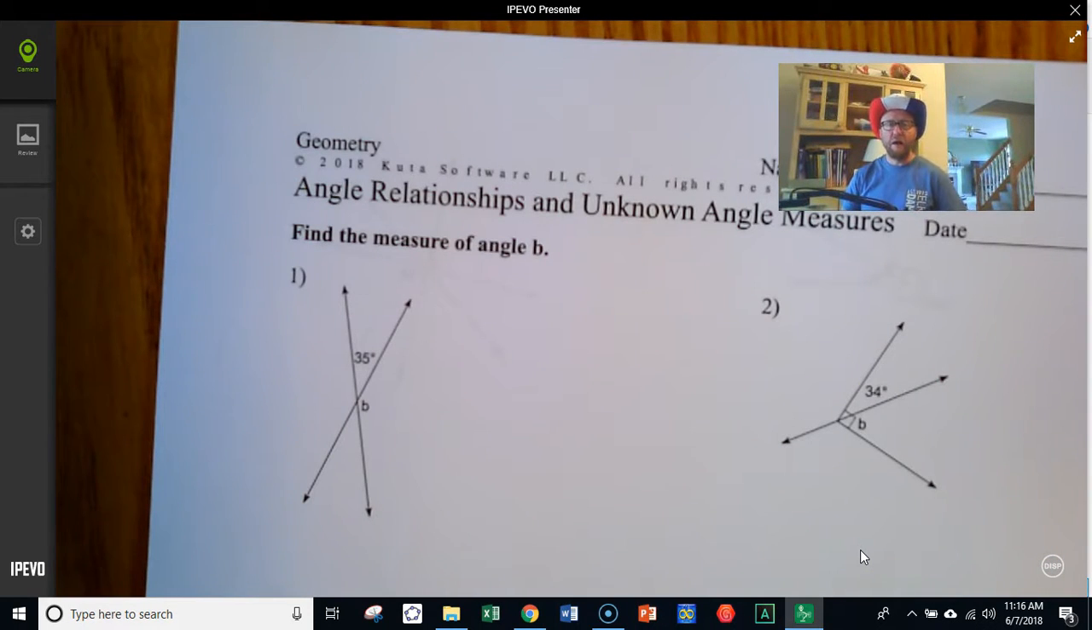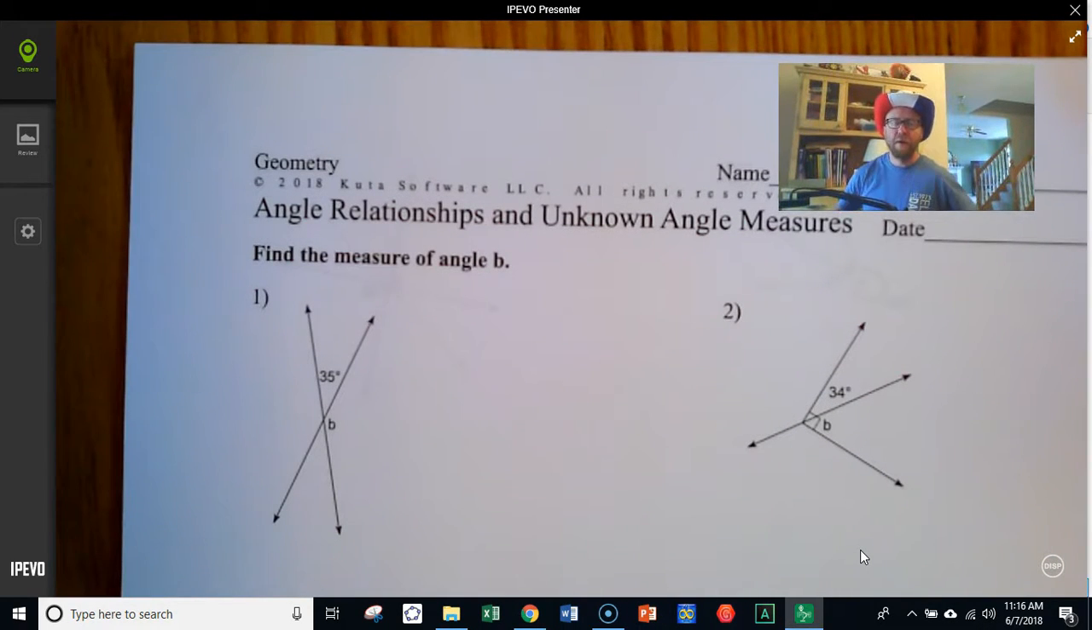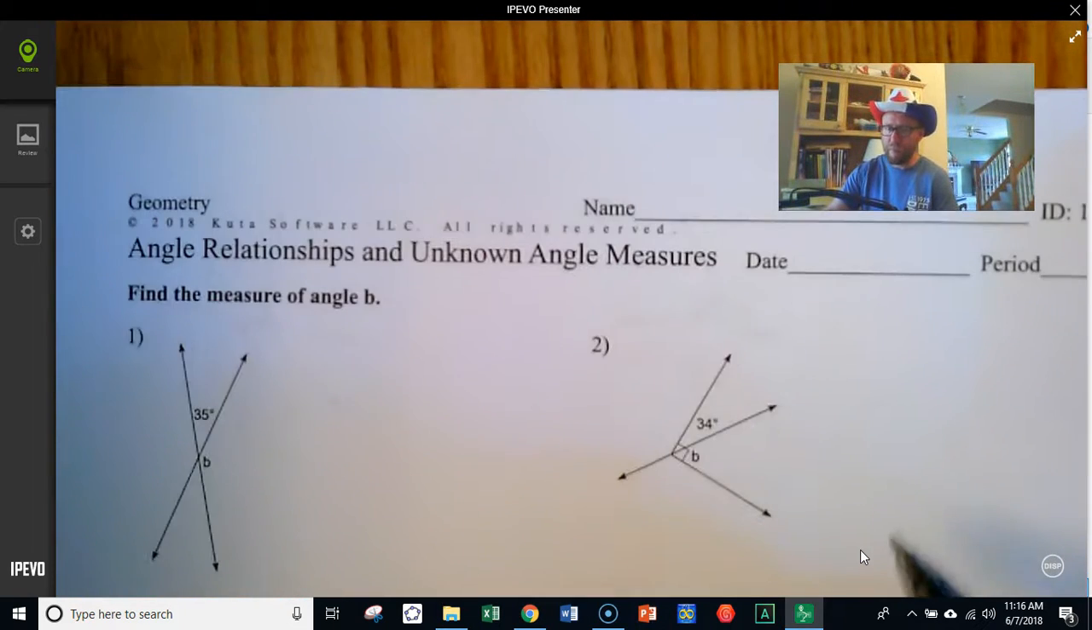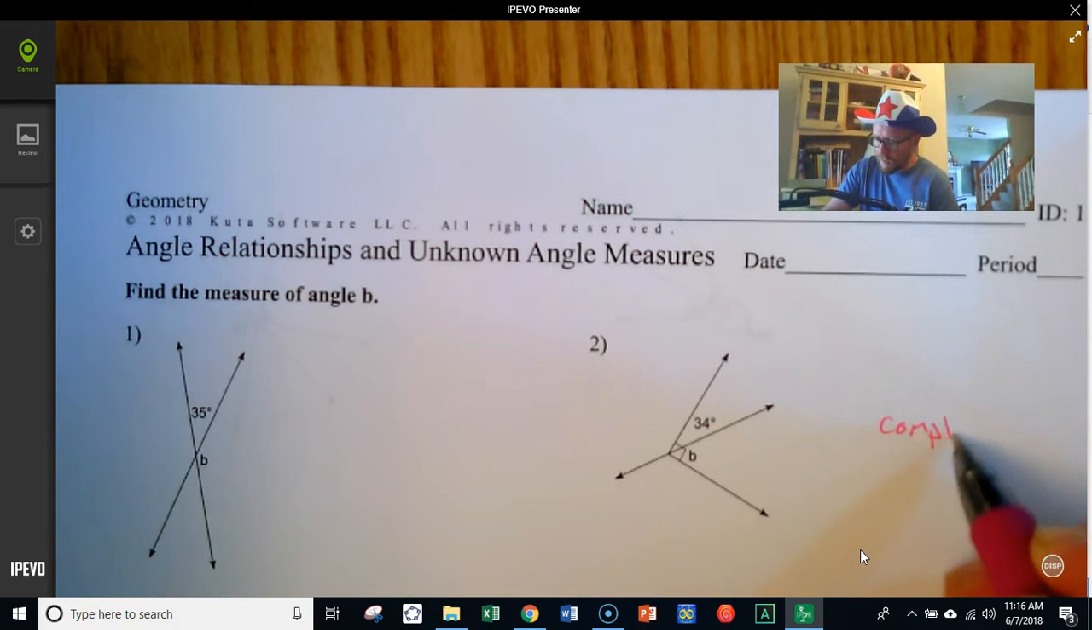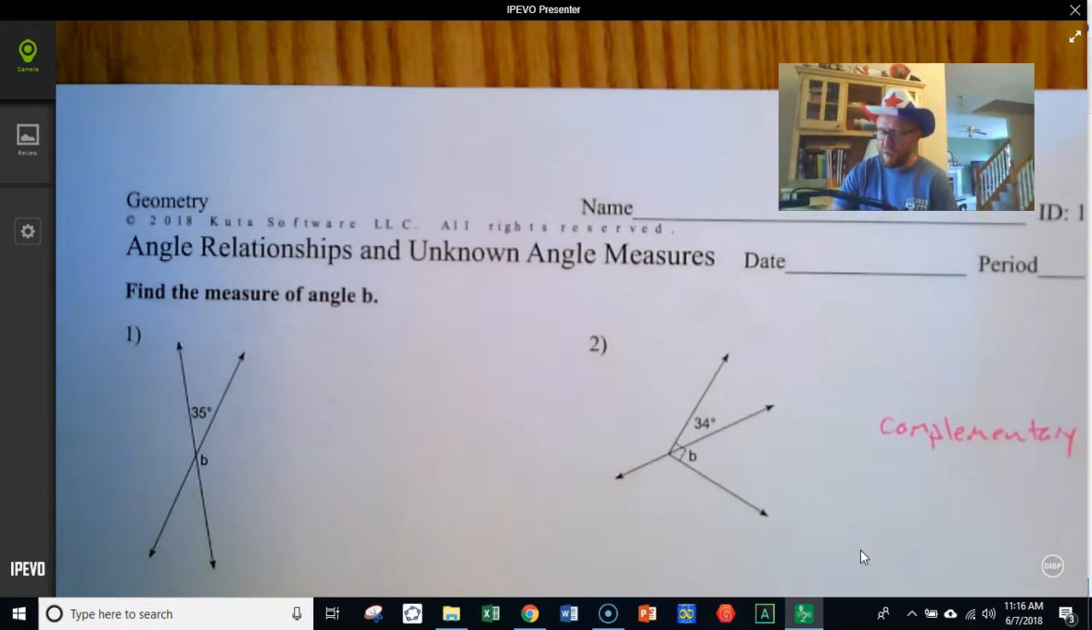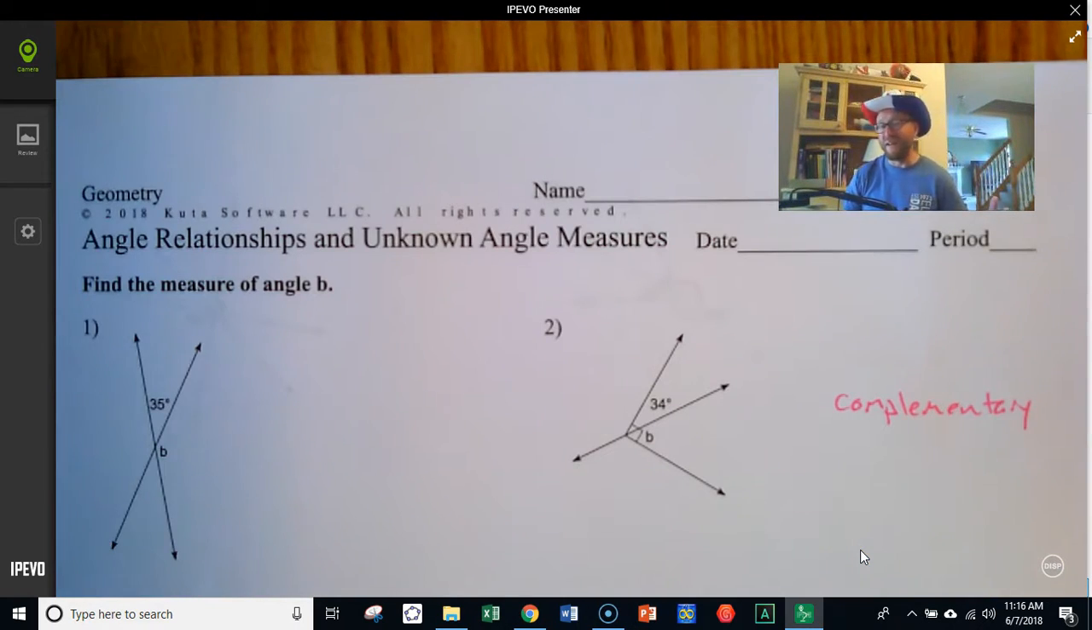All right. So we've already looked at relationships between pairs of angles. Now we're going to use those relationships in order to find some unknown angle measures. And ones we're going to be looking at specifically here are complementary. Right? If angles are complementary, they add up to 90 degrees. So if we know one, we just subtract from 90.